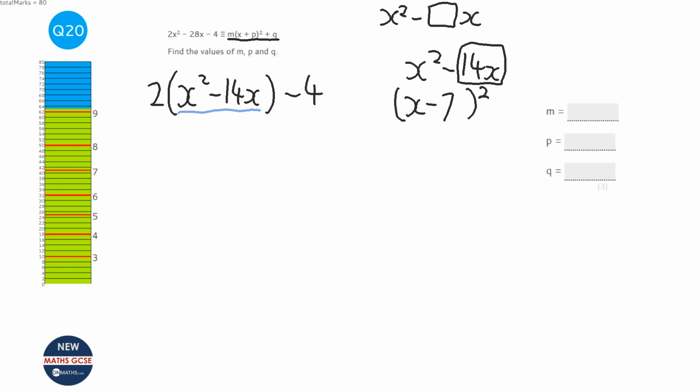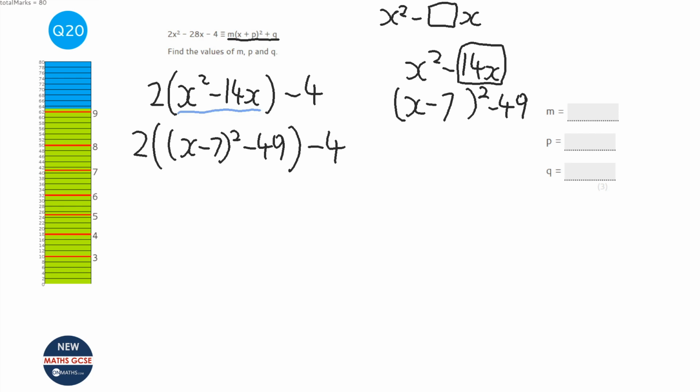plus 49. Now we need the minus 7x to get the minus 14x, but we want to get rid of the plus 49 that it generates. So we need to take away 49 from it. And that's it, that's completing the square. So I'm going to replace that with what I've just found out, which is x minus 7 squared minus 49.